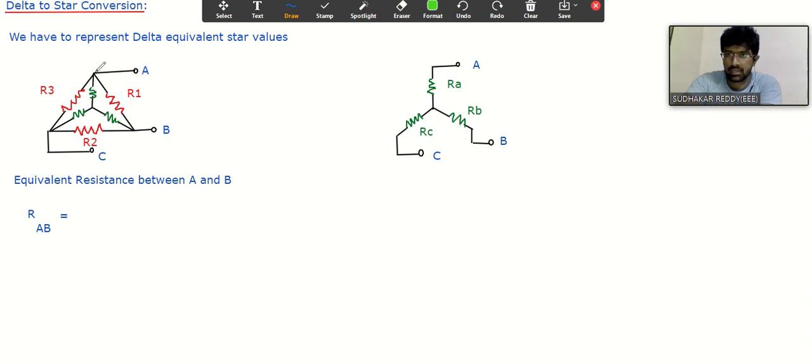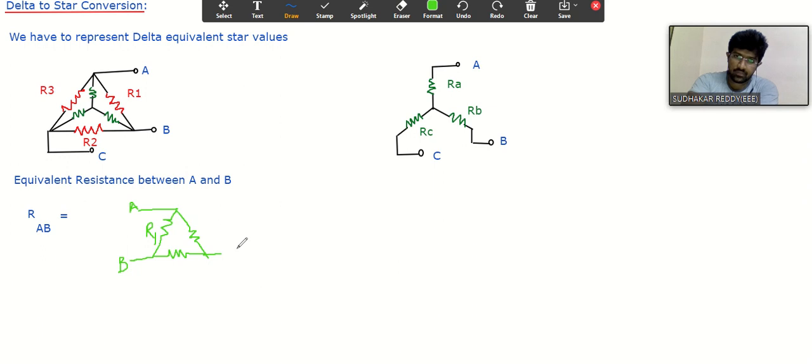That means you can observe here. If you draw the connection diagram between A and B with terminal C, it looks like this. I'm just drawing a rough diagram to understand exactly how we are going to find out the equivalent resistance between A and B. So this resistance is R1, and we are having the remaining two resistors, from A to point C and from B to point C. It's a very, very important explanation.